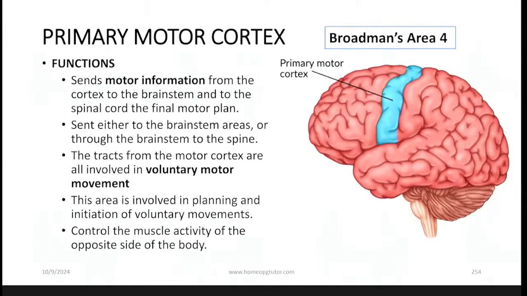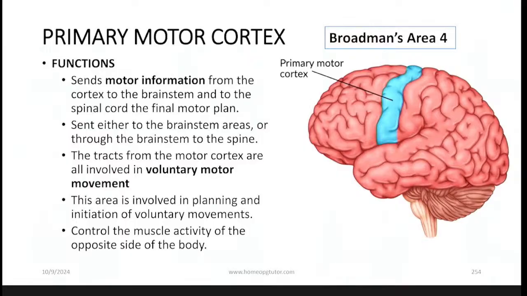But when we talk in detail, the primary motor cortex, that is Brodmann's area 4, the one which is marked in blue over here, sends motor information from the cortex to the brainstem and to the spinal cord for the final motor plan. They also send either to the brainstem areas or through the brainstem to the spine. So whatever tracks are there from the motor cortex, they are involved in voluntary motor movement, as I have mentioned, particularly the skeletal muscles.